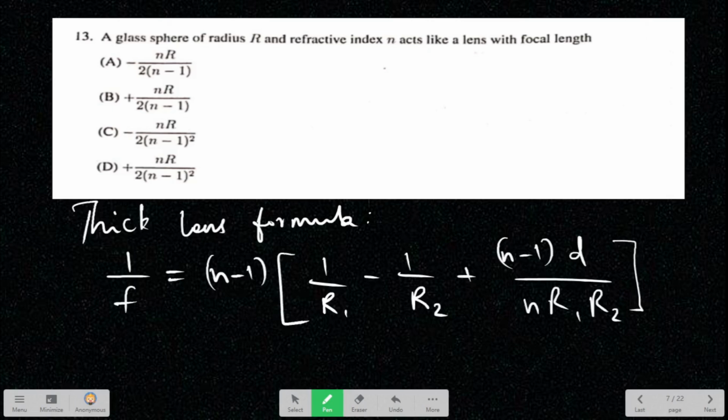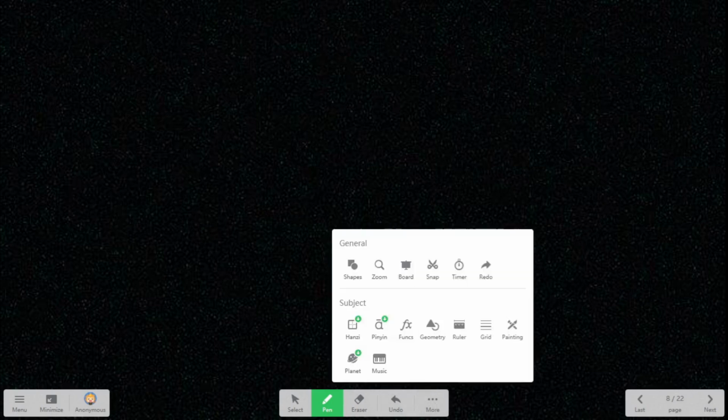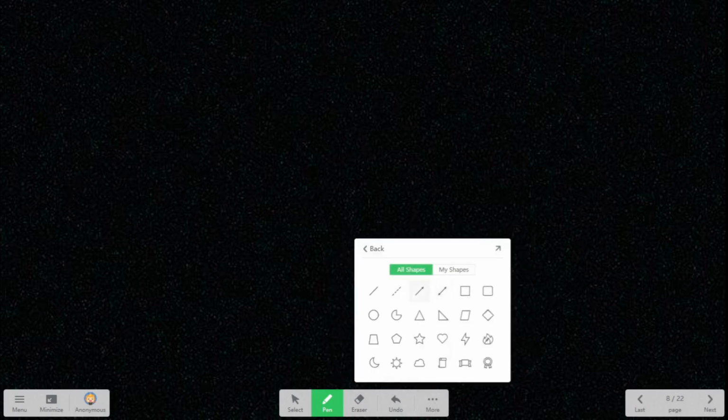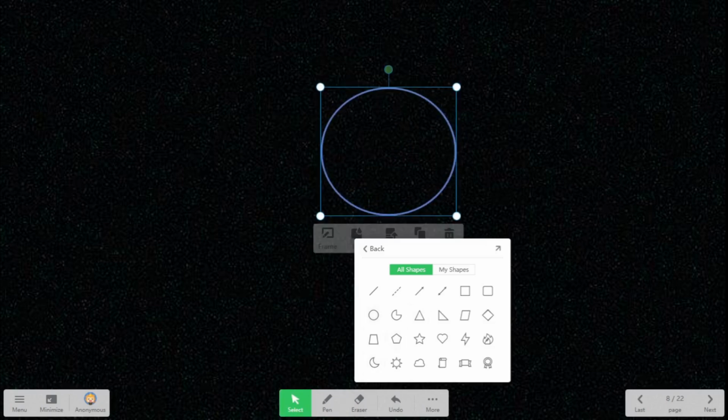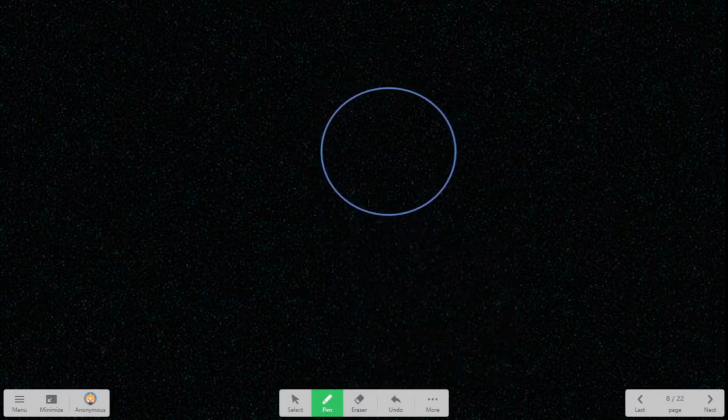Here r1 is the radius of curvature of the first surface, r2 is the radius of curvature of the second surface, n is the refractive index of the lens material, d is the thickness of the lens. So to find r1, we can draw the sphere. So this is our sphere, and light is coming from here.